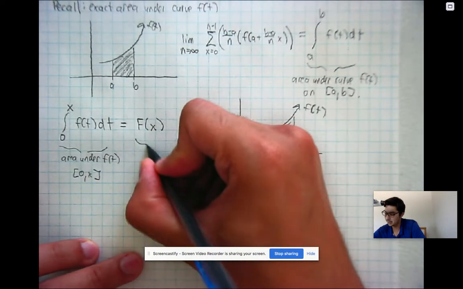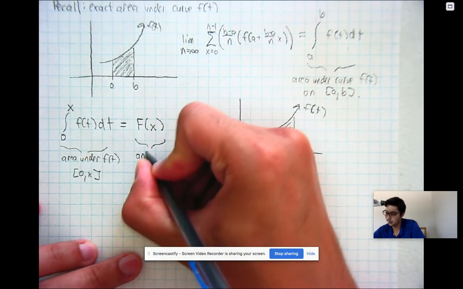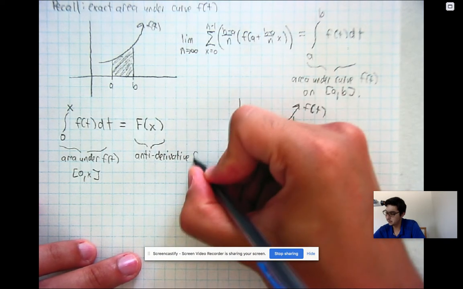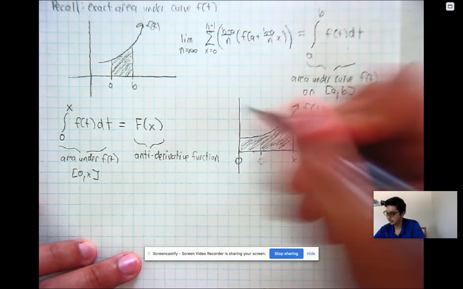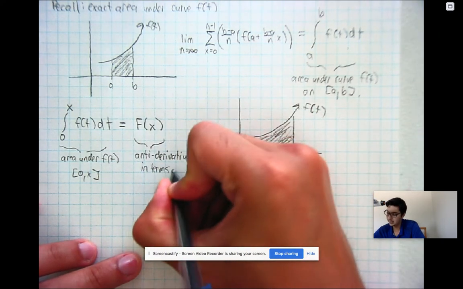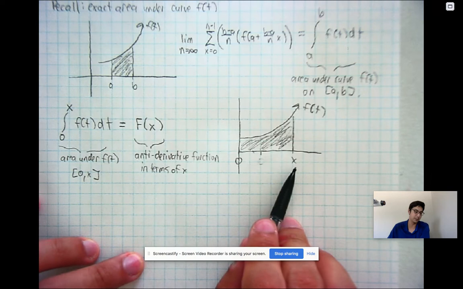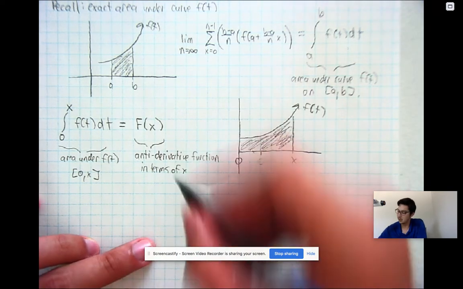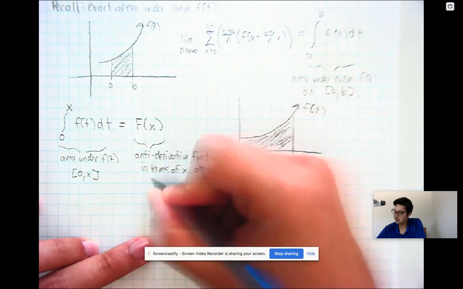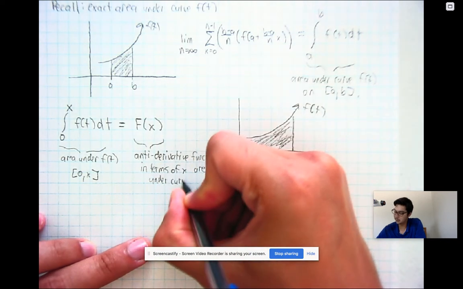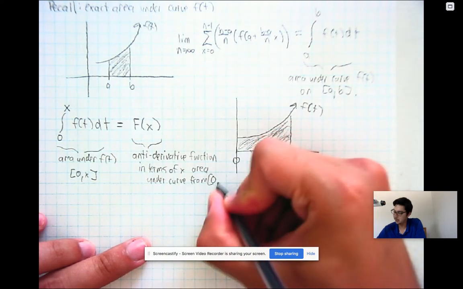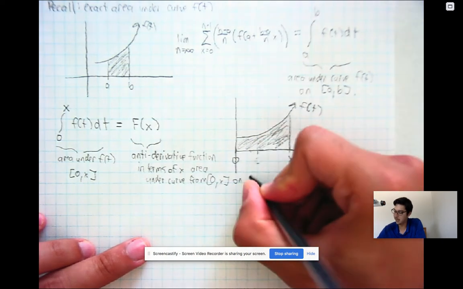Now, what this is saying is it just means that there's an antiderivative function in terms of x. And the reason it's in terms of x is because we don't know what x is going to be. That will give us the area under the curve from 0 to x on f of t.